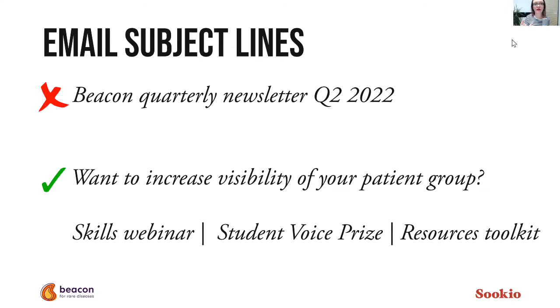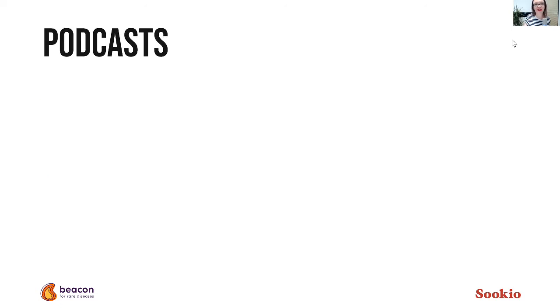So, for example, it could be, want to increase the visibility of your patient group, and inside the newsletter is something about today's webinar. Or something I quite often do, I simply list some keywords, you know, skills webinar, student voice prize, resources toolkit. And when that lands in someone's inbox, then hopefully one of those three things is going to get them interested and they'll click to open. So it's all about putting the best bits first.